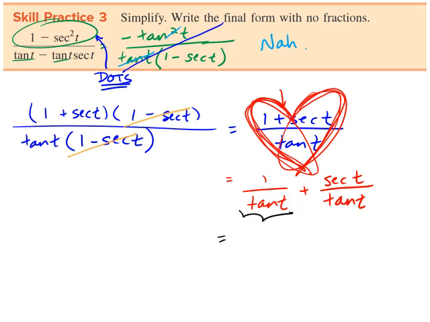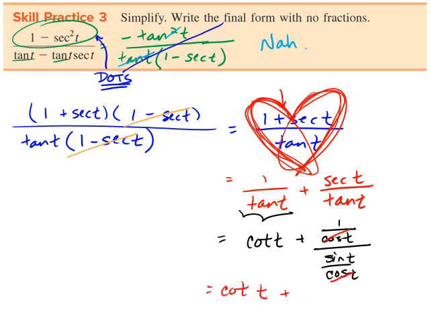1 over tangent of t is the same thing as cotangent of t. This second fraction, this is 1 over cosine and sine over cosine. The cosines cancel, leaving me with cotangent of t plus 1 over sine of t, which is cotangent of t plus cosecant of t. Sorry, I ran out of room, but that would be our final answer.